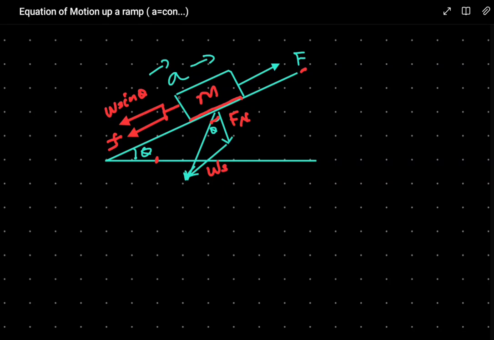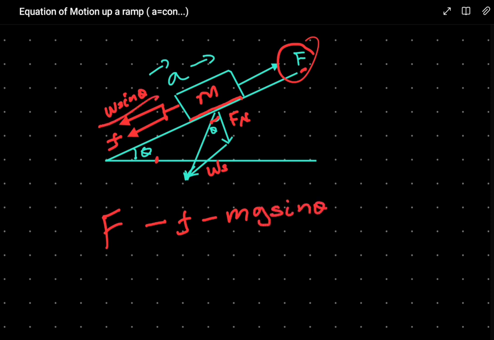And for any ramp, as we have already mentioned previously, the sine component of the weight is always down the ramp. So the force F applied is supporting two forces. The main equation is the force minus the friction minus the weight component, mass times gravity times sine theta. The weight component mg sine theta is downward, and the friction is also downward, and the difference of all these forces gives you the resultant force.